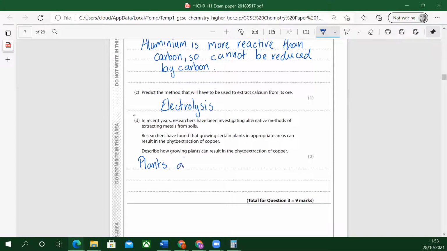So plants absorb copper from the soil. Okay. And plants are harvested and burnt to leave the copper. So yeah, that's an interesting method, isn't it?